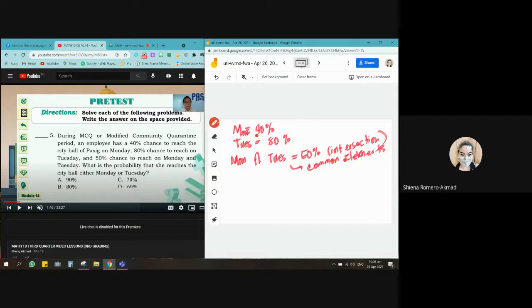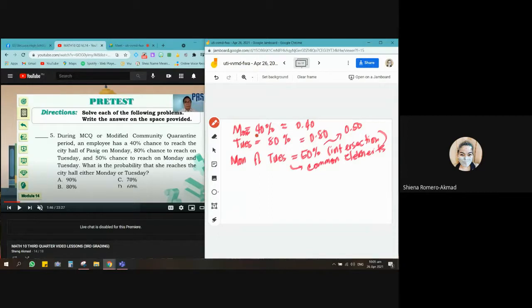At para makuha natin yung kanilang union, kailangan i-add natin sila first, then we have to subtract yung common elements nila for us to get the union of these two. Meaning, we will express 40% in decimal, that is 0.40. Tuesday is 0.80. And yung intersection nga nila, which is 0.50. Okay? Add muna natin to, then subtract lang natin yan. Yun lang yung ibig sabihin nun.